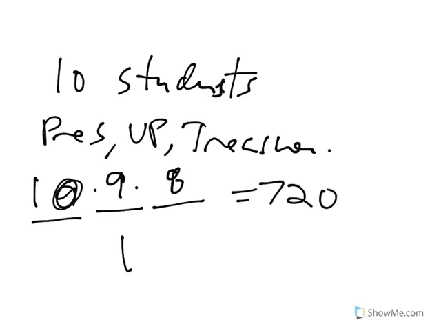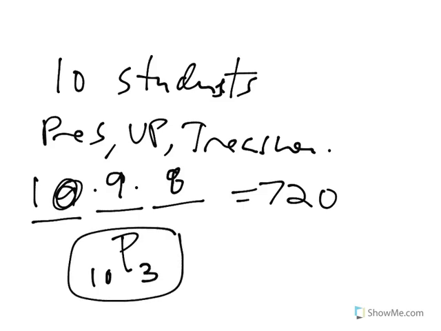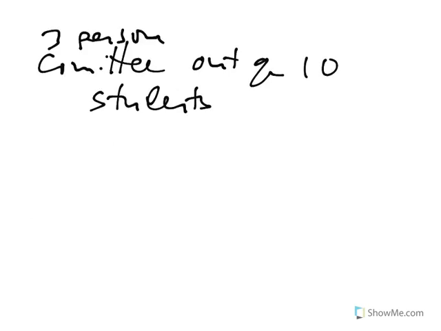But that could be written also as 10P3. So that's an example of permutations, because the order I pick the people matters. If the first person I pick is going to be president, it makes a difference in the order that I pick them.